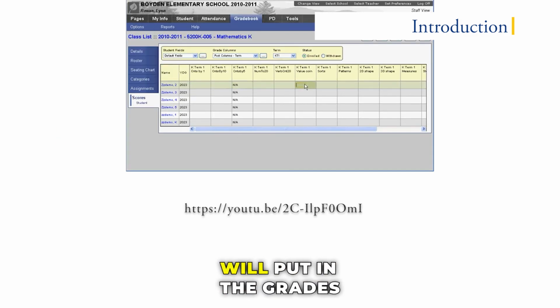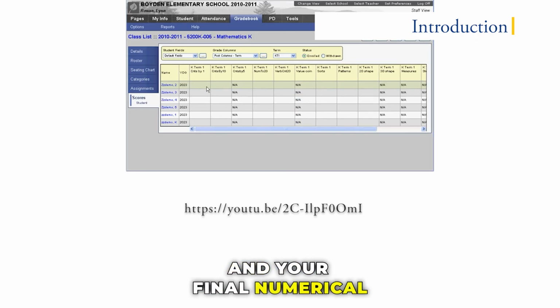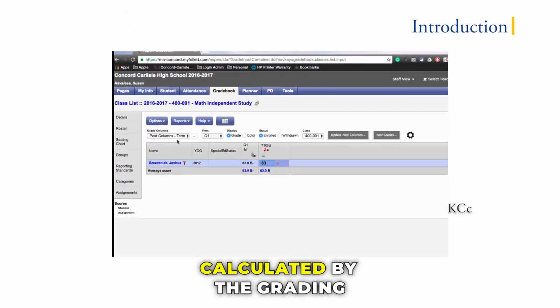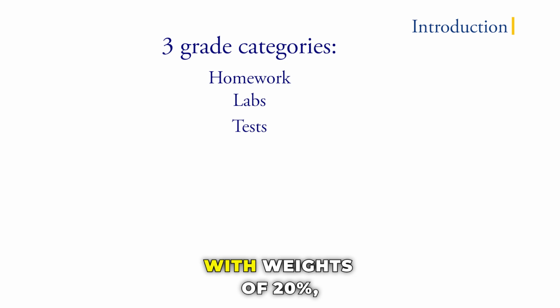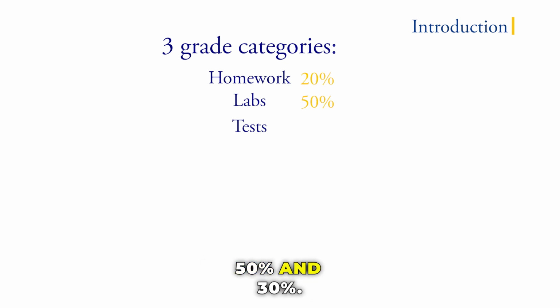And then the teachers will put in the grades that you get, and your final numerical grade is automatically calculated by the grading system. The program we're going to write does this. We'll have 3 categories: homework, labs, and tests. They'll be hard-coded with weights of 20%, 50%, and 30%.